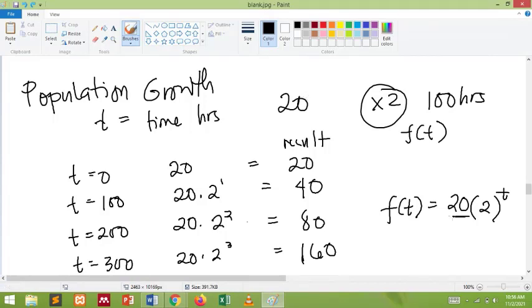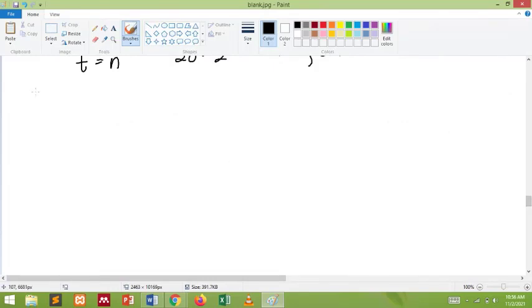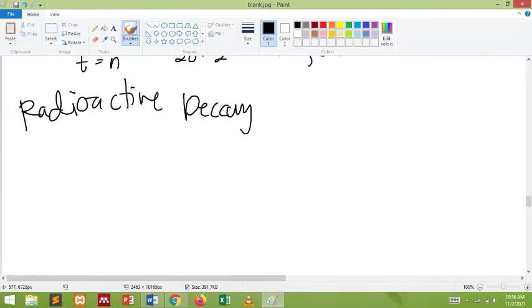So this part can also be a variable. So that is how you use this exponential model to compute any type of population growth. Depende. Now we also have radioactive decay. So, just a little bit of review in your chemistry.